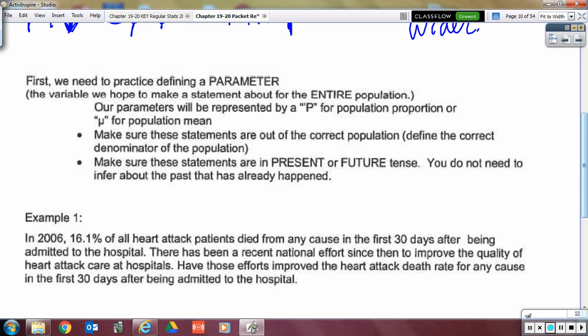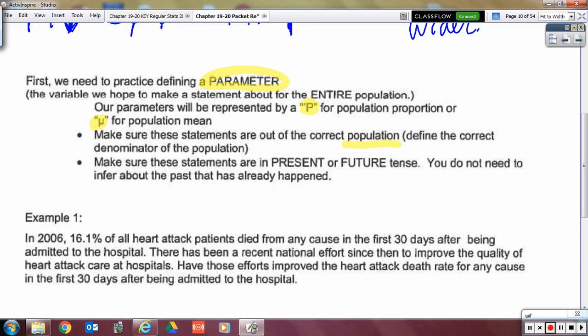First, let's practice defining a parameter. We're going to use these all the rest of the year. A parameter is a letter that is about the entire population, like P is the proportion of whatever for the whole population. Or when we get to means, it'll be a mu for the population mean. We want to make sure that these statements are about the correct population, so we make sure we define the population that we are talking about.